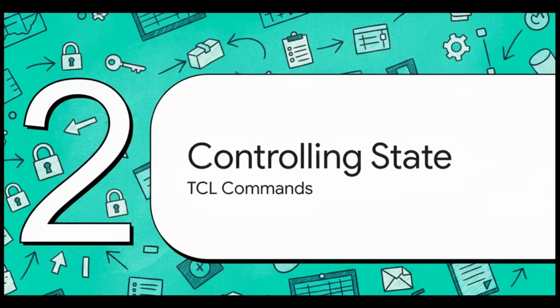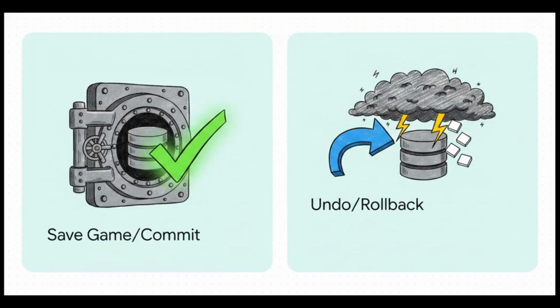Moving on to Section 2, Controlling the Database State. Now that we know how a transaction flows, let's see how we actively manage these states in practice. We take the wheel by applying Transaction Control Commands, or TCL. You can think of commit as the ultimate save game button. It permanently saves the changes made by that transaction. On the flip side, rollback is your crucial undo button.